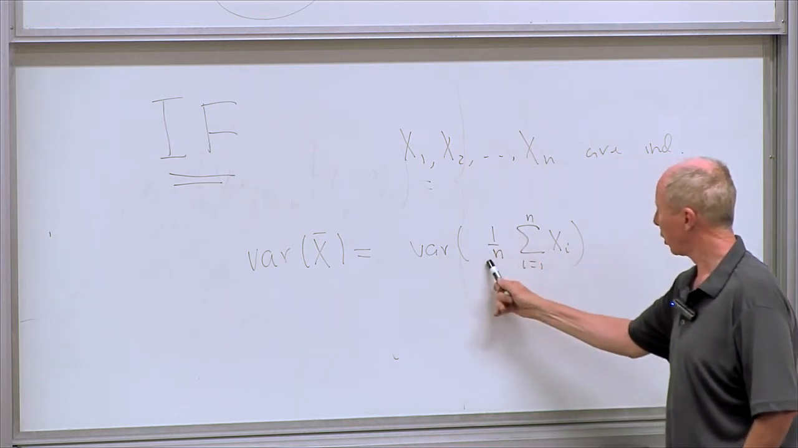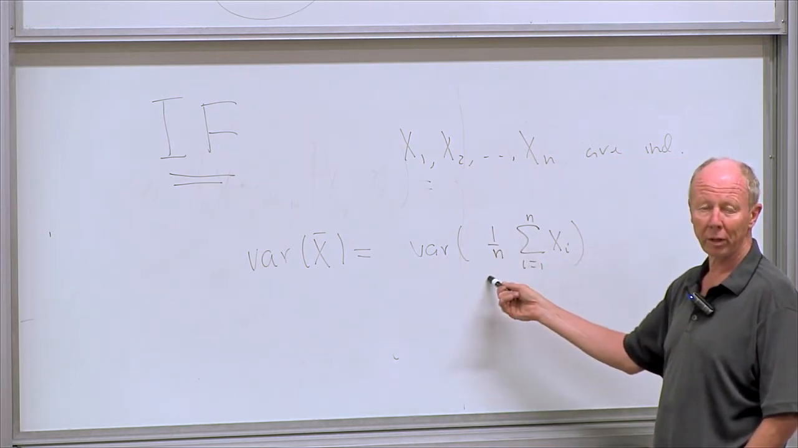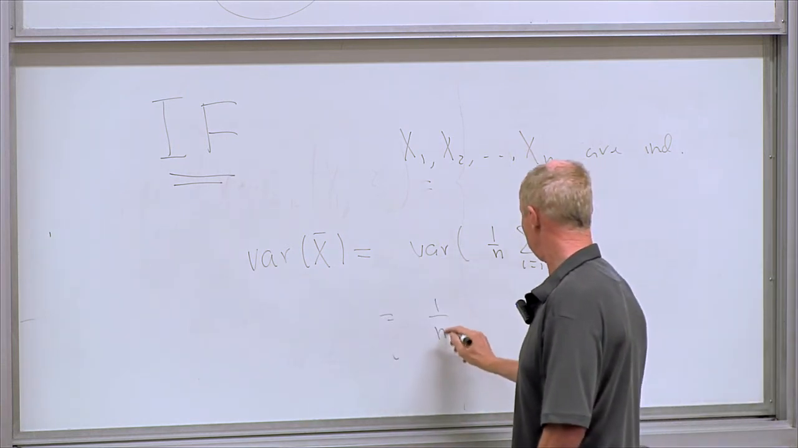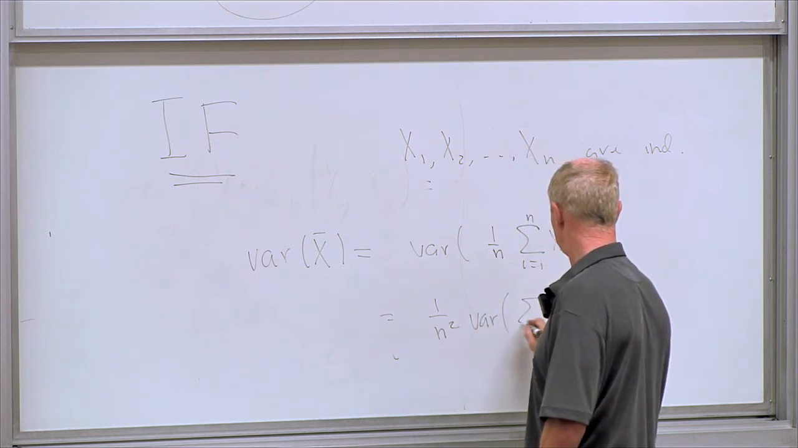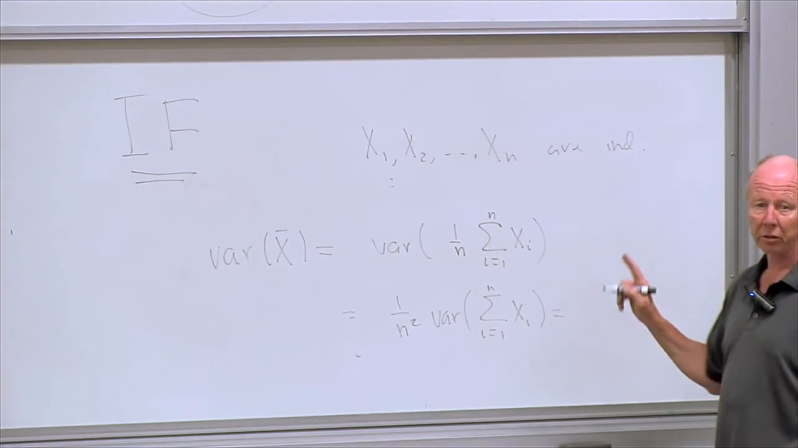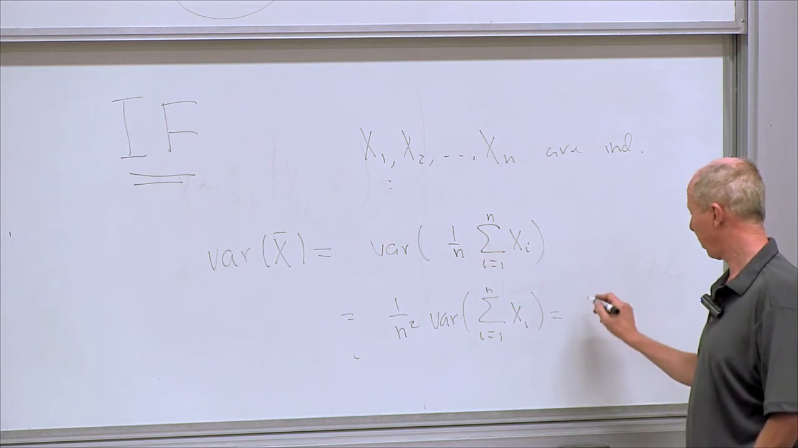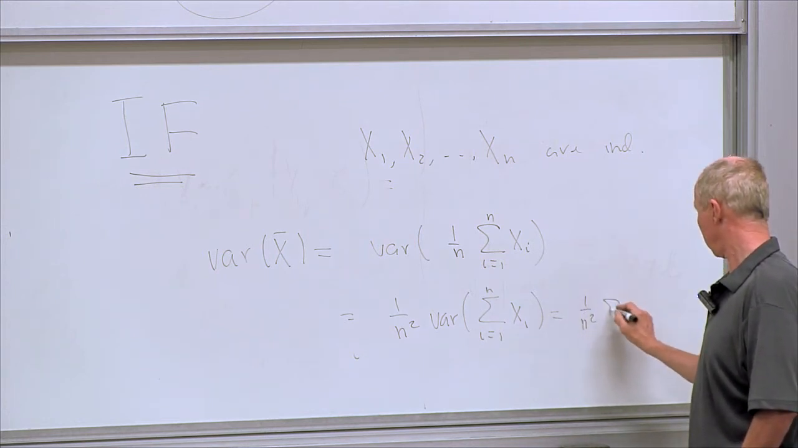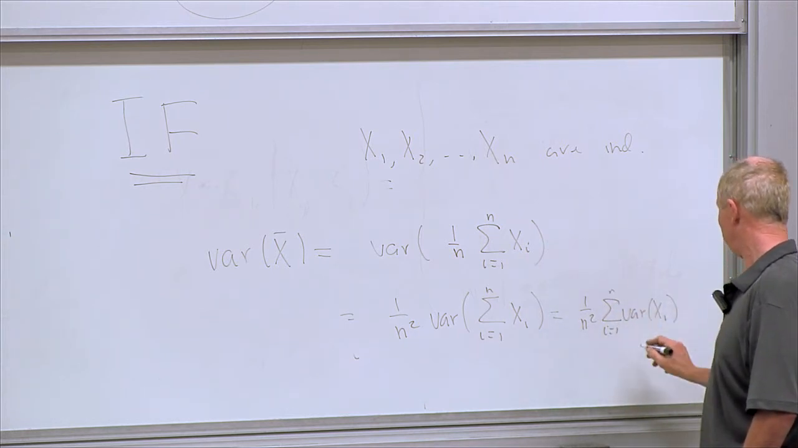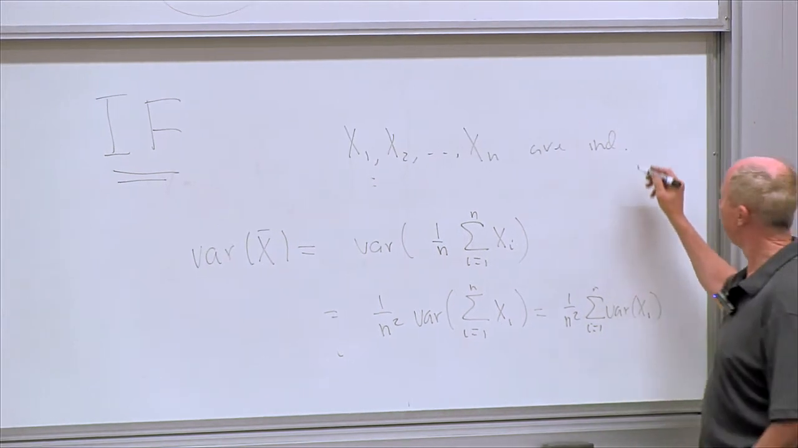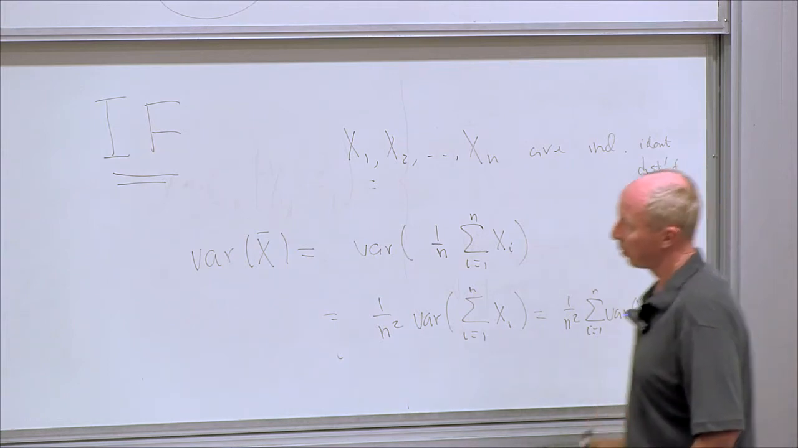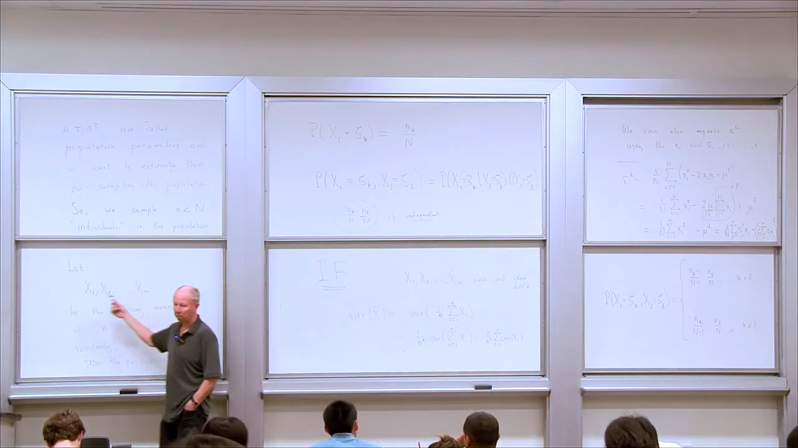Now, if we're taking the variance of a multiple of a random variable, what do we do with that multiple? Square it and take it out, right? And the variance of a sum of independent random variables is the sum of the variances. And each of these would be, let's say they're independent, identically distributed. These random variables have the same distribution.